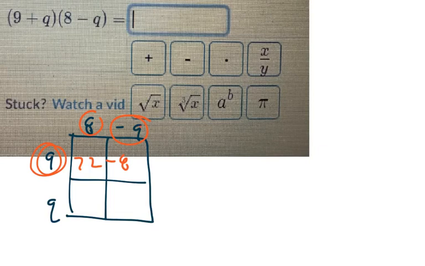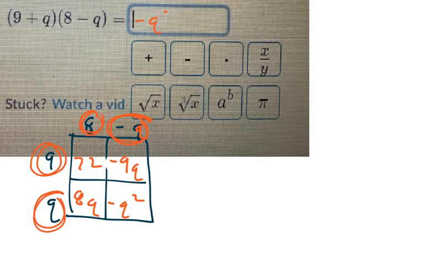Negative q times 9 would have been negative 9q. Oh, sorry, q. What am I writing? So that would be negative q times 9, which would have been negative 9q. 8 times q would have been 8q. And negative q times q is negative q squared. Now remember, guys, you got to type it in standard form, which means you're going to do negative q squared first. Use the minus for negative, by the way. Minus for negatives on this computer. And so we're going to do negative q squared.